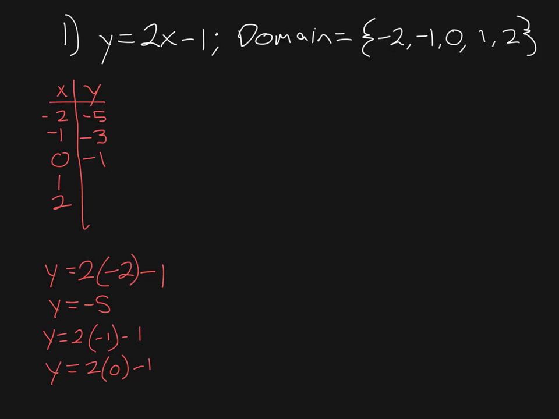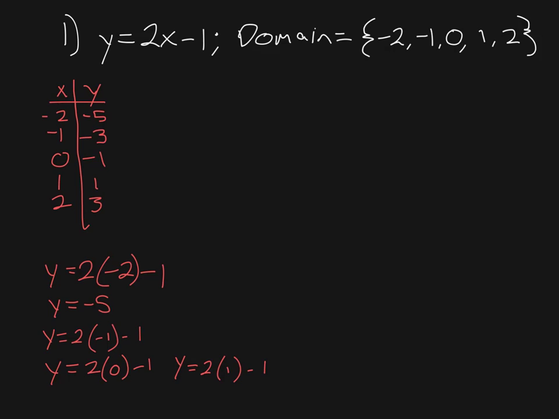Now, I see a pattern here. Each one of these, we're going up by 2. Let's see if that pattern continues. y equals 2 times 1 minus 1. 2 times 1 is 2, minus 1 is 1. So the pattern is continuing, and I bet the next one is going to be 3. And if we take a look here, 2 times 2 is 4. 4 minus 1 will indeed give us 3.